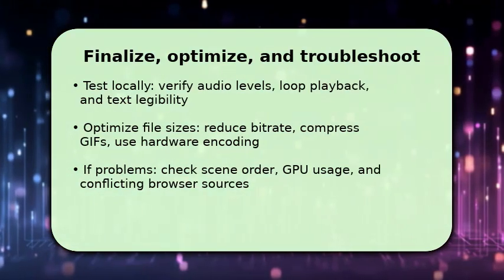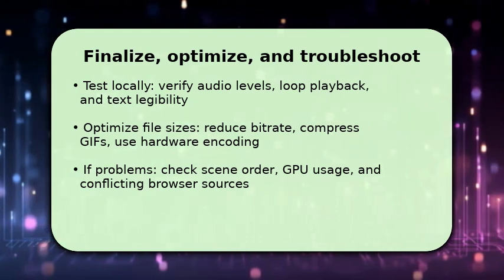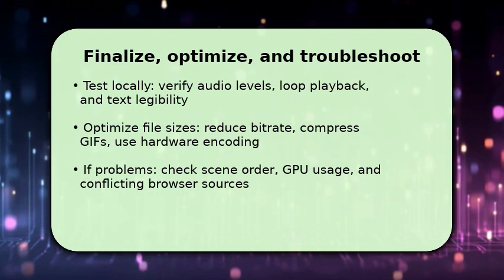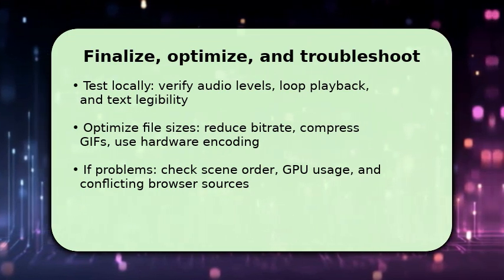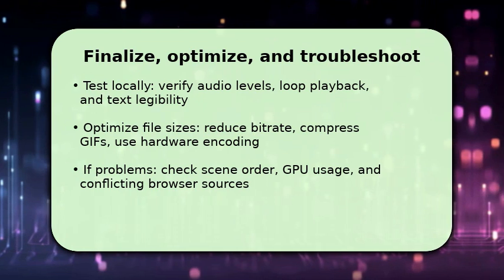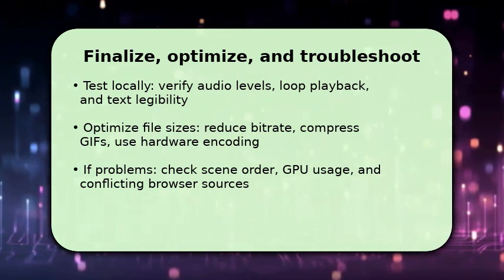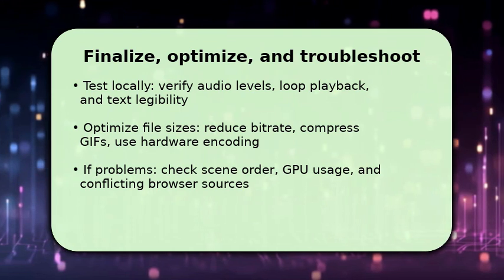Finish by testing live locally. Confirm the loop runs smoothly, text reads at a glance, and no audio bleeds through. Then optimize: lower bitrates, compress GIF, switch to MP4 loops, or enable hardware encoding to reduce CPU strain.